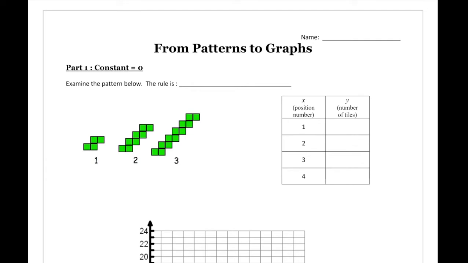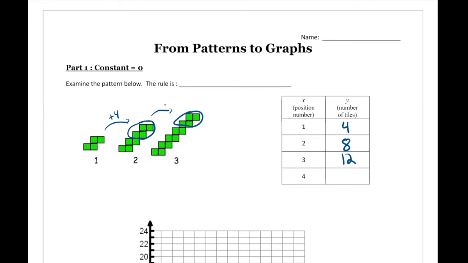In position 1, we can see that there are 4 tiles. Position 2, there are 8. Position 3, there are 12. And hopefully we start to see what the pattern is, or at least we can see the pattern in the visual part as well. We can see that we're adding this group of 4 every time.